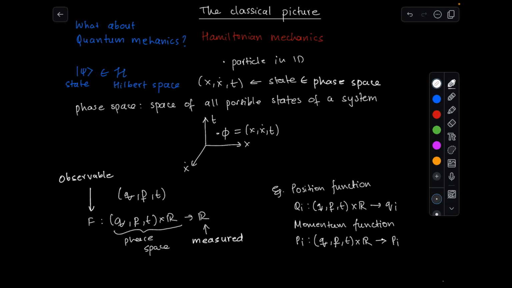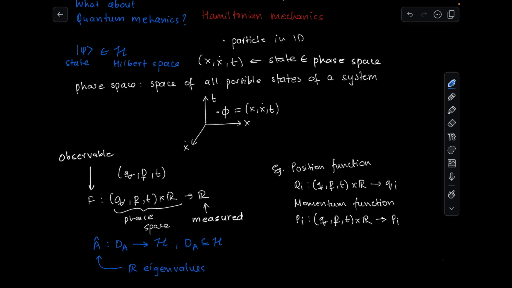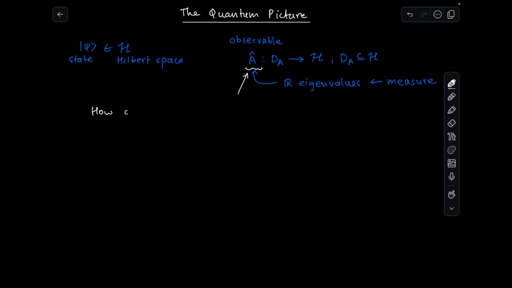An observable in the classical picture was a function that mapped our phase space to a real number. But in quantum mechanics, observables are Hermitian operators that map a subspace of the Hilbert space to the Hilbert space. These have real eigenvalues, and that's what we observe. Now, the next important question to ask is, how do we construct this observable? Before we answer that question, let's make sure that our basics are clear.